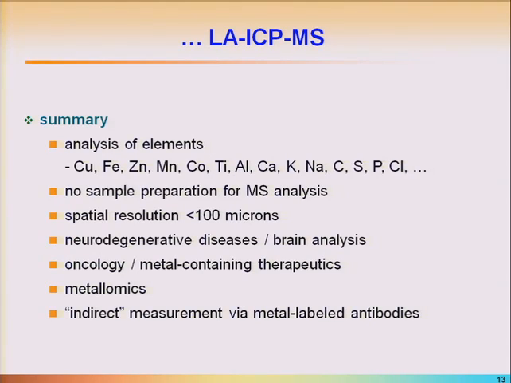ICPMS is for the analysis of elements. Again, no sample preparation for mass spec analysis. The spatial resolution is less than 100 microns. And just to give you an idea, we typically say 10 microns is the width of a cell, so this is clearly larger than cells. It is being used for neurodegenerative diseases, for brain analysis, for oncology, where you have metal-containing therapeutics like cisplatin, and metallomics, where you try to distinguish disease state versus healthy based on metals. And I think this is intriguing, and will be used more often: the indirect measurement via metal-labeled antibodies.